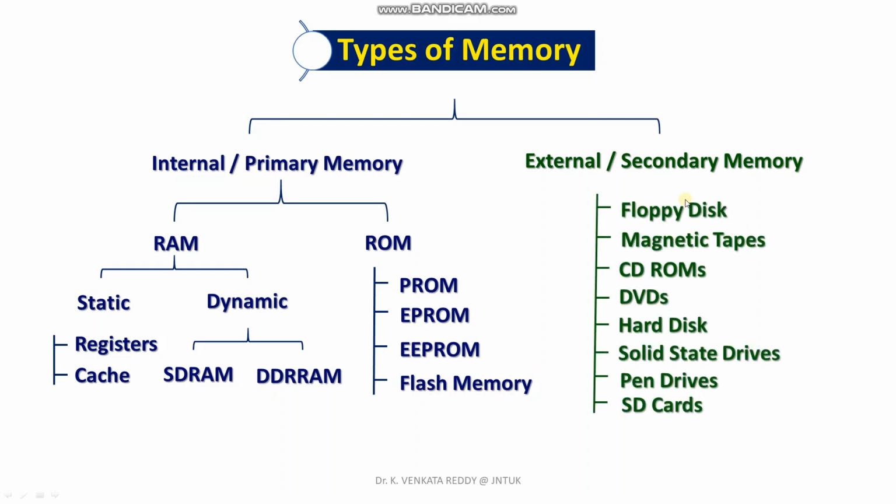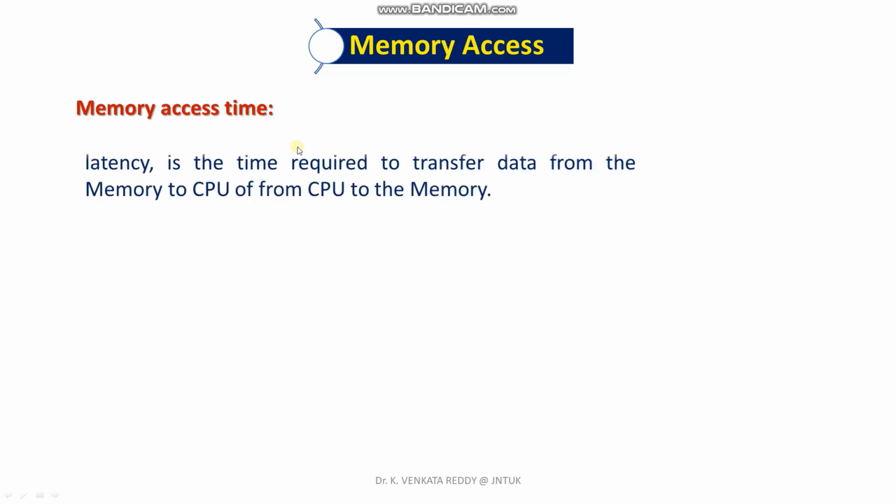The examples of secondary memories are floppy disk, magnetic tapes, CD-ROMs, DVDs, hard disk, solid state drives, pen drives, SD cards, etc. The present-day personal computers are using solid state drives in addition to the normal hard disk to speed up the operation. For better performance of the computers, memory access time is very important.